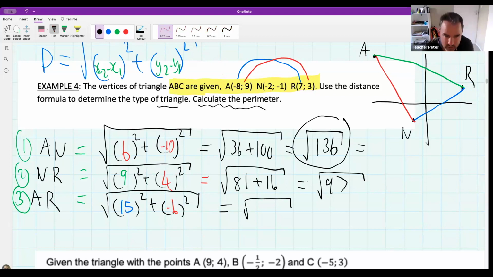Okay, so let's get a look at this. I think this is 15 squared is 225, I think. But I want you to check me, and then you get plus 36. So what are you guys doing for AR? Square root of what?